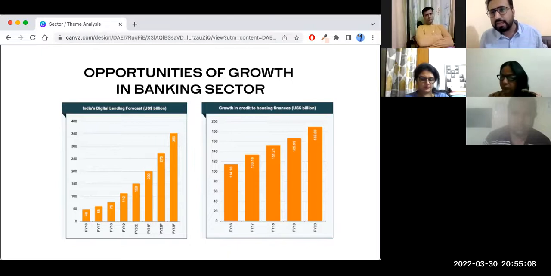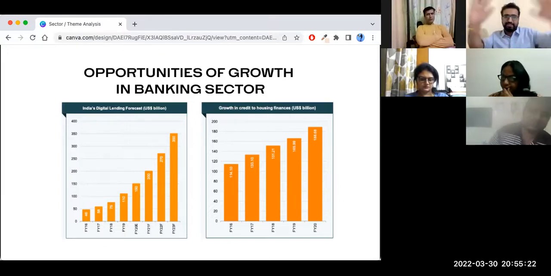I also have the corporate presentation of Apollo Finvest. I'll be sharing that in the group also. It'll give you a good understanding of how digital lending as a sector is shaping up, and what Apollo Finvest does.